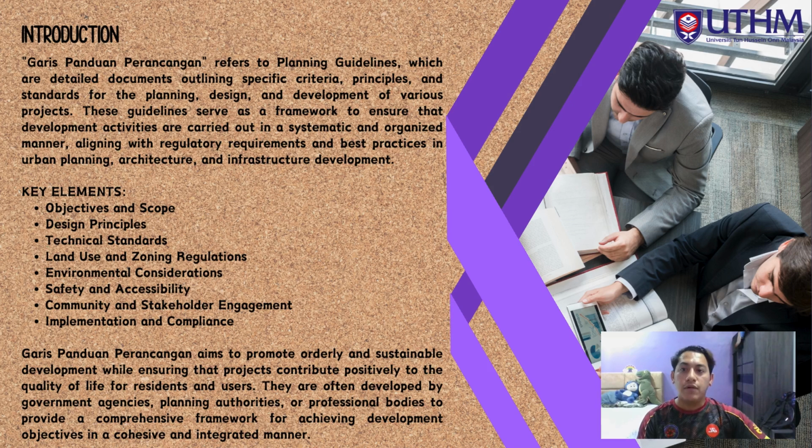The key elements for GPP, Garis Panduan Perancangan, the first one is objective and scope, next, design principles, technical standards, land use and zoning regulations, environmental considerations, safety and accessibility, community and stakeholder engagement, and the last one is implementation and compliance.